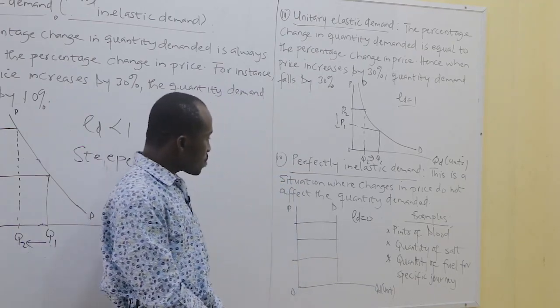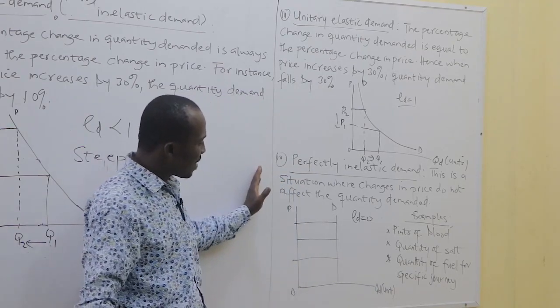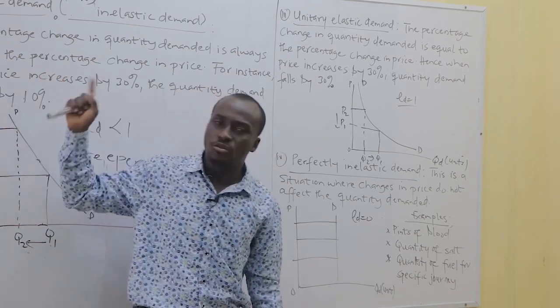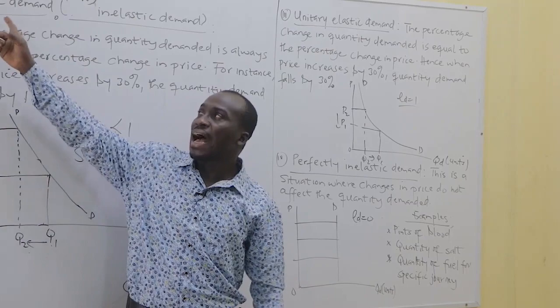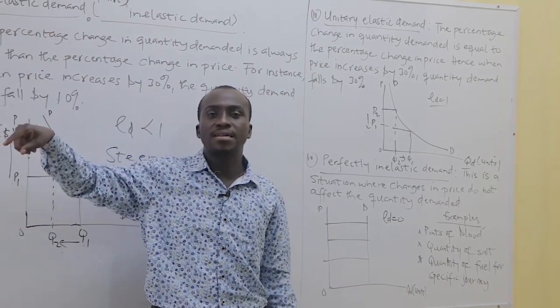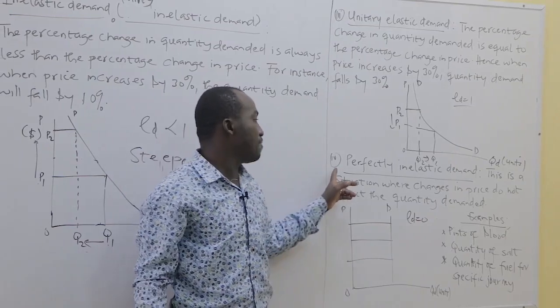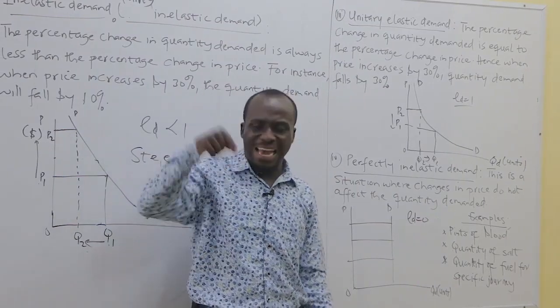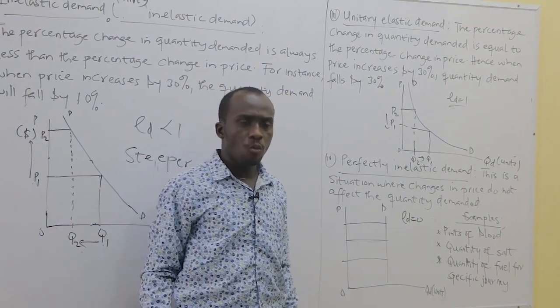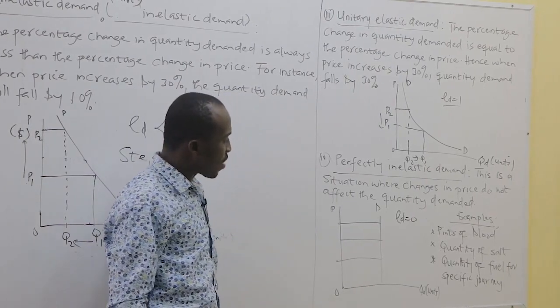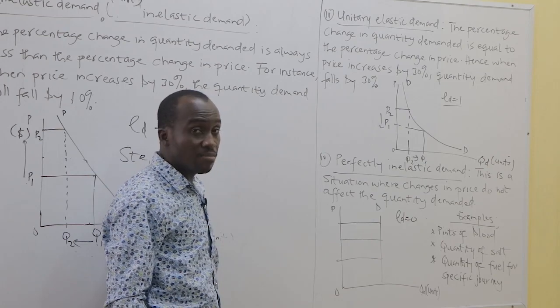Let's go on. Another one we want to see is what we call perfectly inelastic demand. Here we said it's inelastic. Don't confuse. Here, we said inelastic demand or fairly inelastic demand. At IV, we say perfectly inelastic demand. What is perfectly inelastic demand? This is a situation where changes in price do not affect the quantity demanded.